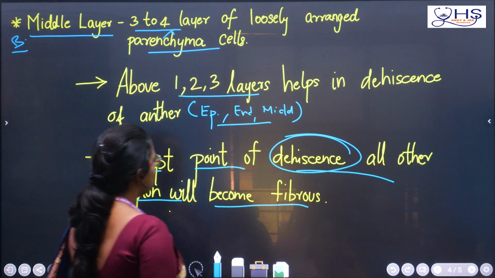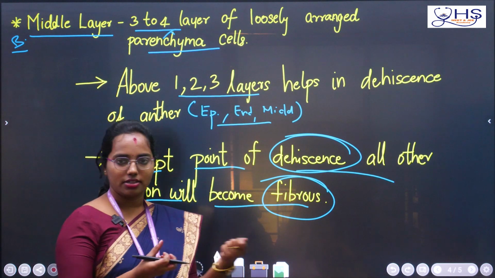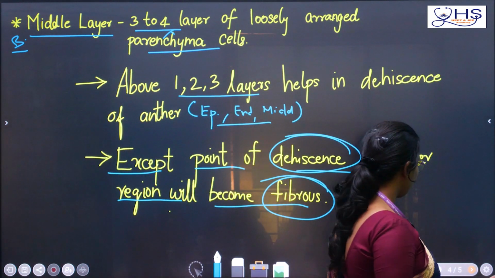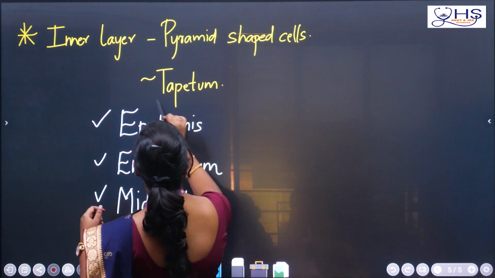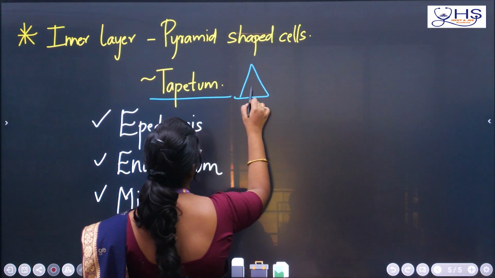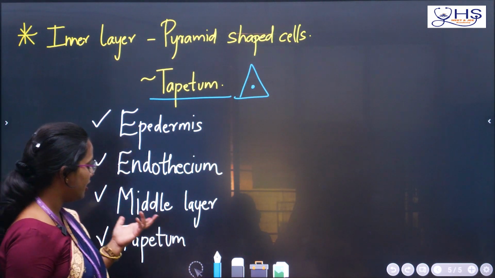Next, what is fibrous? Fibrous means some tight structure like that. It will become fibrous. Next, the innermost layer is the tapetum. The shape of the tapetum, that also we have mentioned in the diagram. It is triangular shaped.